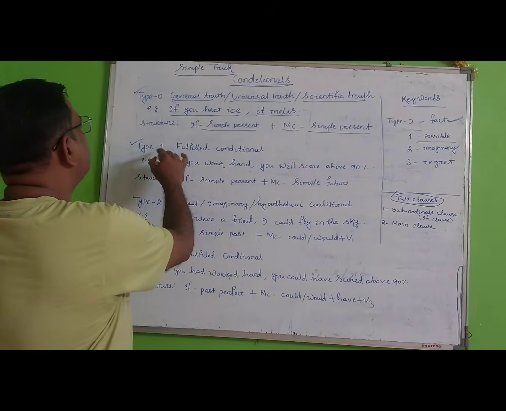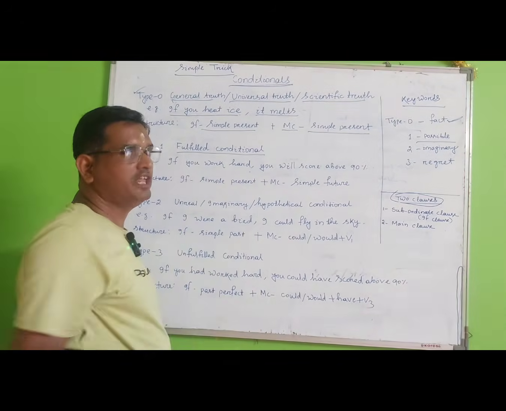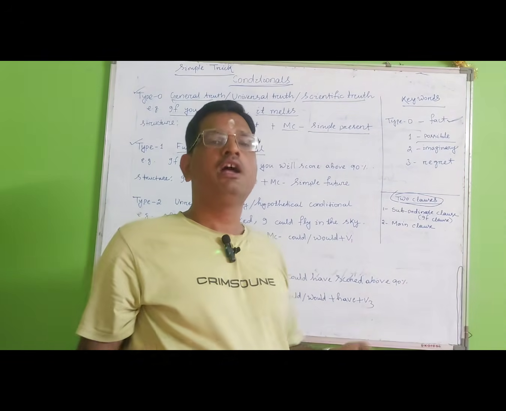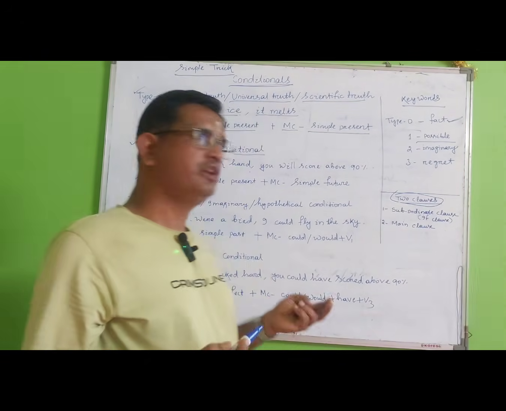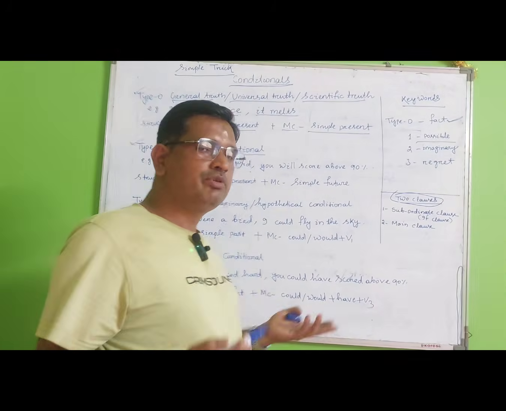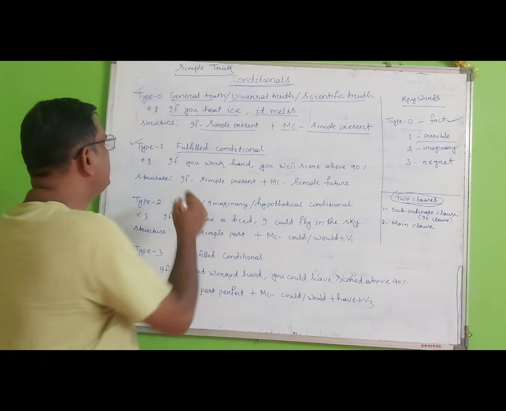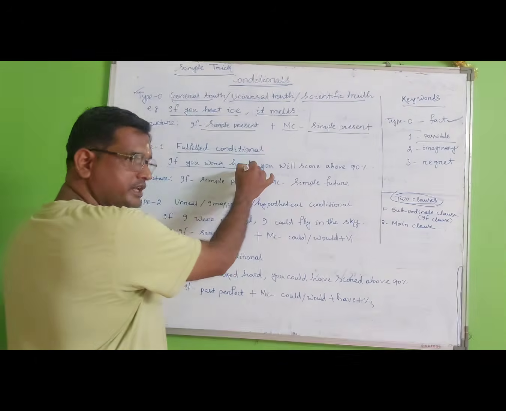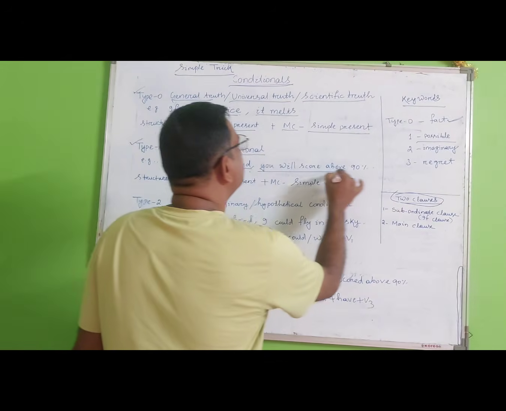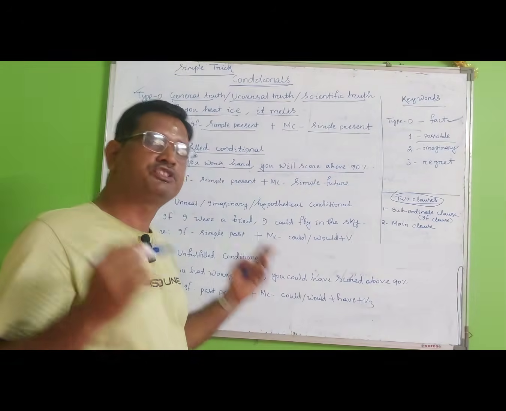Clear? So type 1 is fulfilled conditional. That means we have time in our hand and we can complete the work. And we can achieve whatever we target. So one example you see: if you work hard, you will score above 90 percentage.